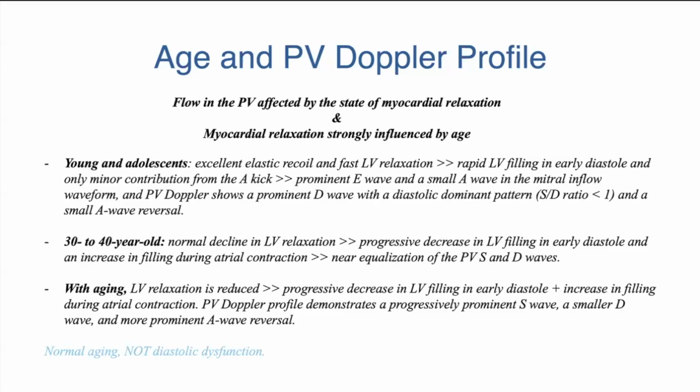But with aging, in people in their third and fourth decade, the D wave gets shorter, and then you get near equalization or even equalization of both waveforms. And then with aging, the D wave becomes even smaller than the S wave. Now remember, this is not diastolic dysfunction. This is just normal aging. So the LA pressure is not elevated like in diastolic dysfunction where it becomes large again. This is just normal aging with normal LA pressures. All right.